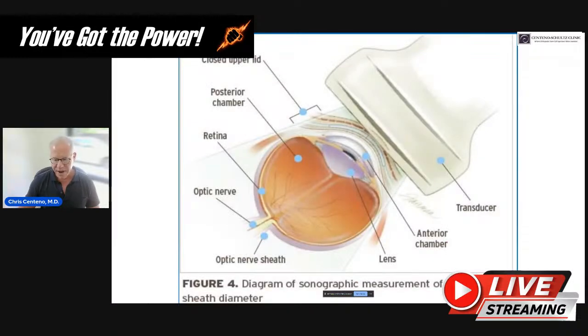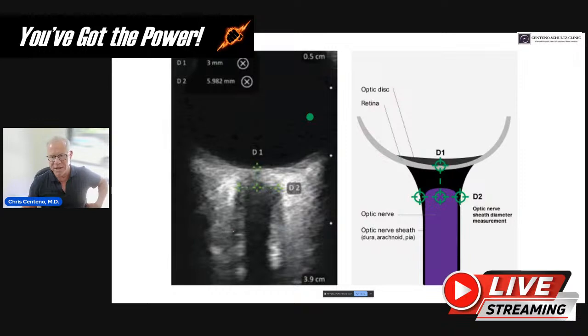So this is a diagram of what this looks like. You see an ultrasound probe over here. You basically stick it on the eye, and the ultrasound probe looks down this way. Now, the ultrasound probe is only going to be able to see this portion of the optic nerve. The rest of the optic nerve here is going to be encased in bone, so ultrasound is not going to see that well. And this is what it looks like.